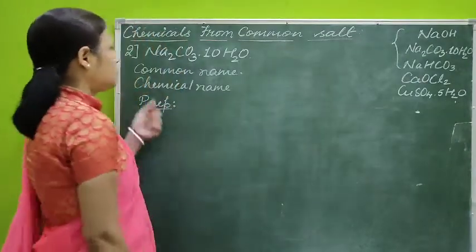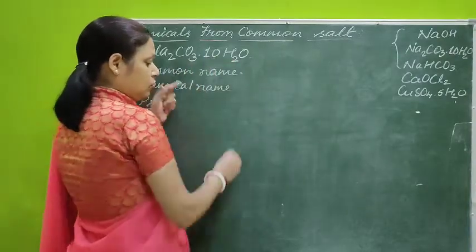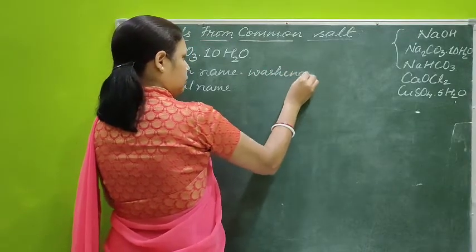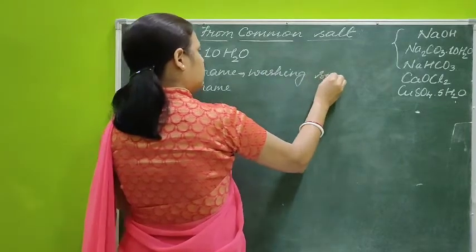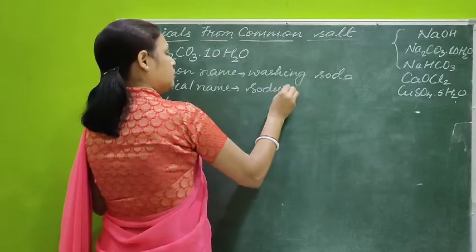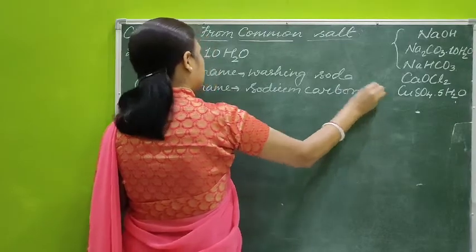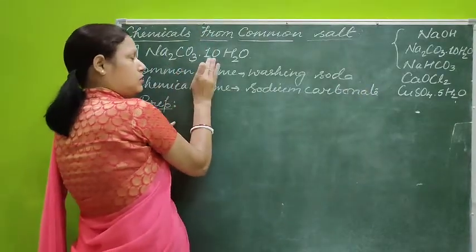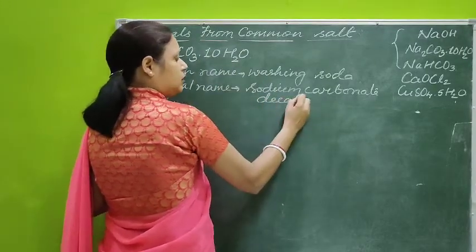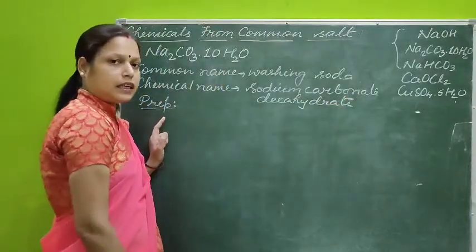Now the second salt we have to discuss is sodium carbonate decahydrate. The common name for this one is washing soda. Chemical name: sodium carbonate. This much you know, Na2CO3, that is sodium carbonate. Since there are 10 molecules, for 10 we use the term deca, and for H2O that is hydrate. So the name of this compound is sodium carbonate decahydrate.